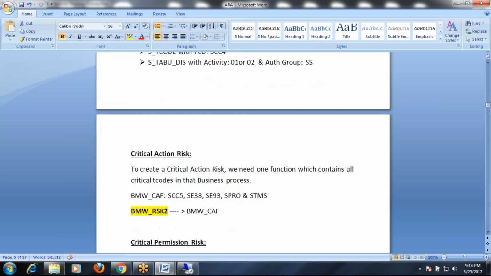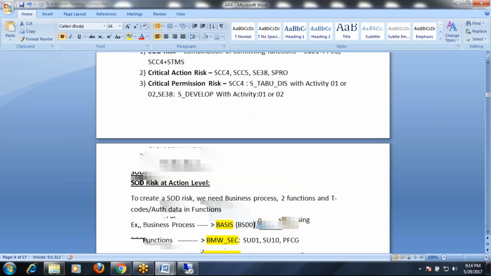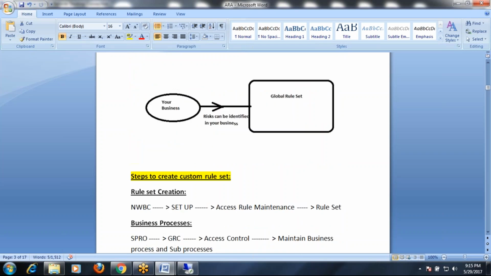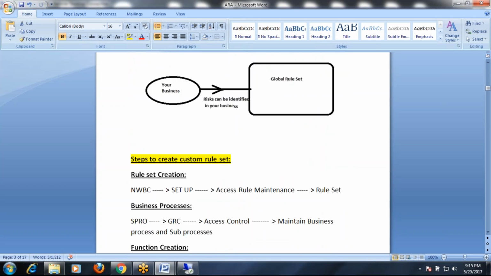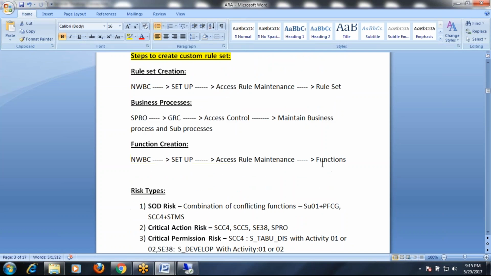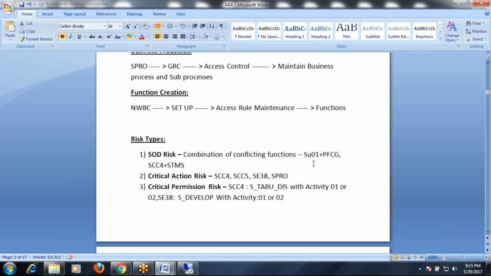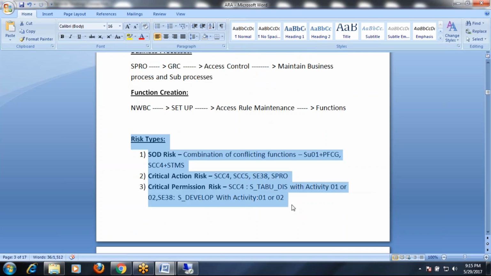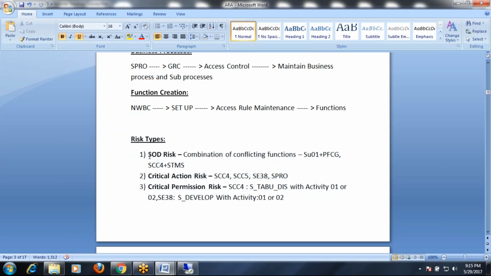So that is an example of an SOD risk, what we have seen now. So coming to simple information now, I'll take the definitions, the theoretical part, today. Tomorrow we'll go into the details of how to create them and all that. Coming to risk types, I have three types of risks, as I told you. The first category is SOD risk, the definition of which is a combination of conflicting functions.